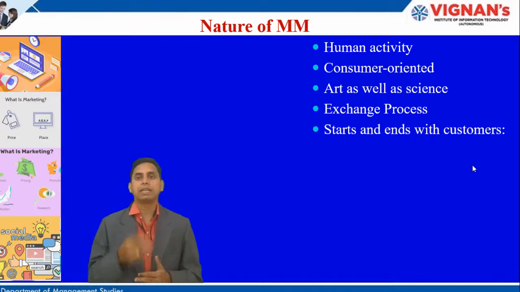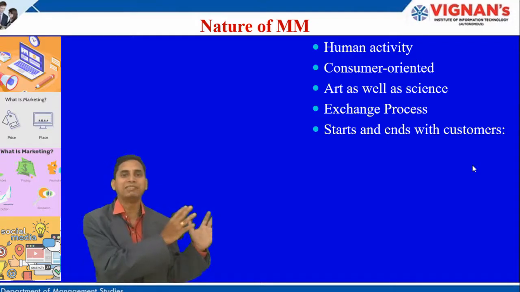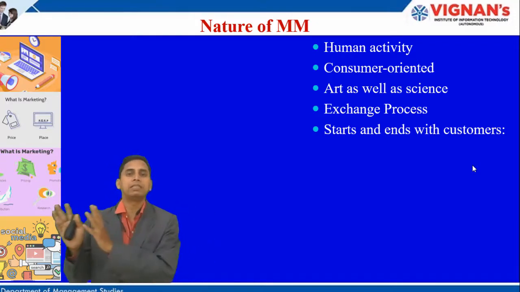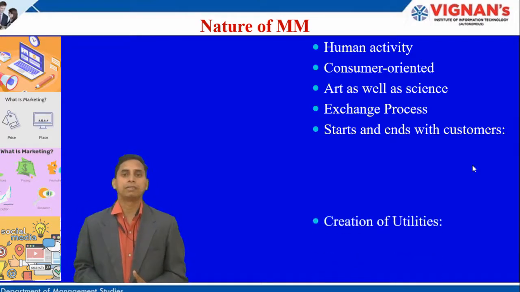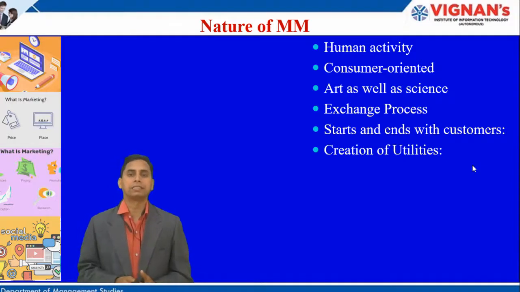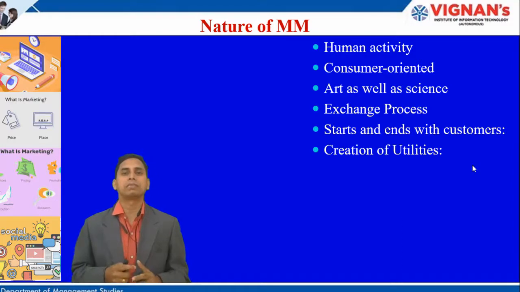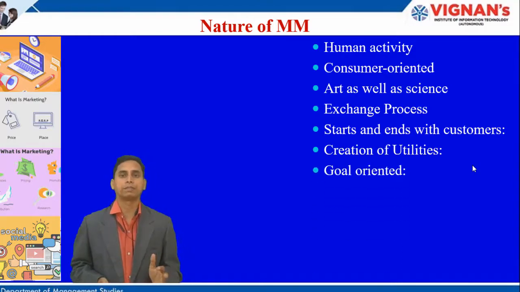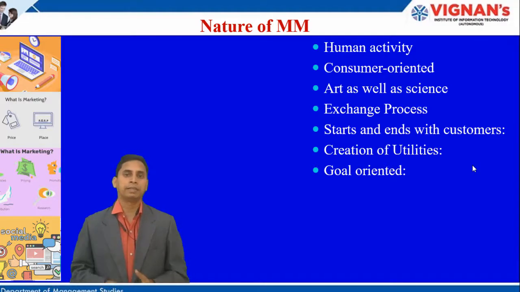And then starts and ends with customers. It starts with customers and also ends with customers, because you start with the identification of customer needs and end with the satisfaction of customer needs. So you start and end with the customers. And creation of utilities. You will create the utilities that are required by the customers as a part of marketing management. And marketing management is a goal-oriented process. There is a goal, and you are supposed to work towards the goal in marketing management.